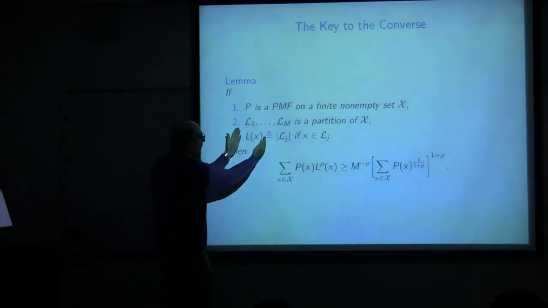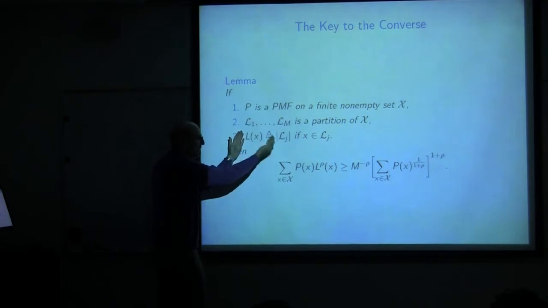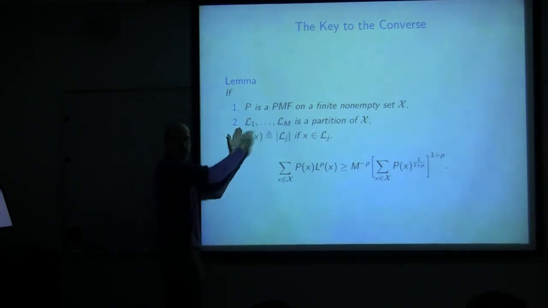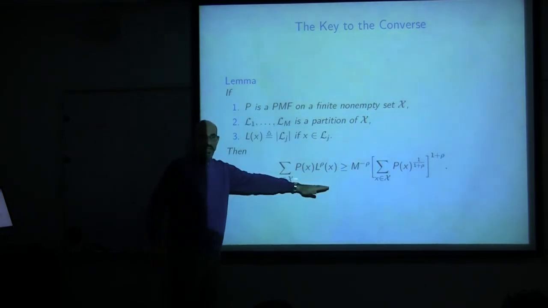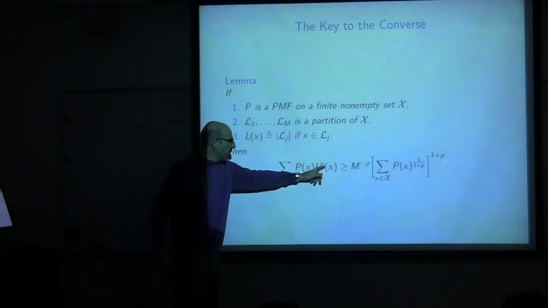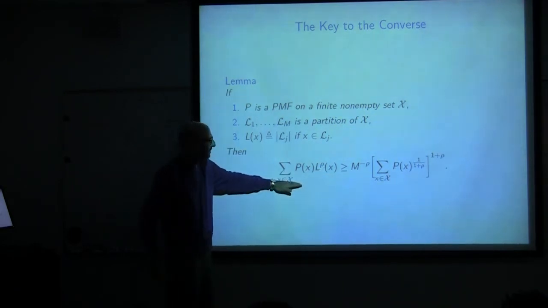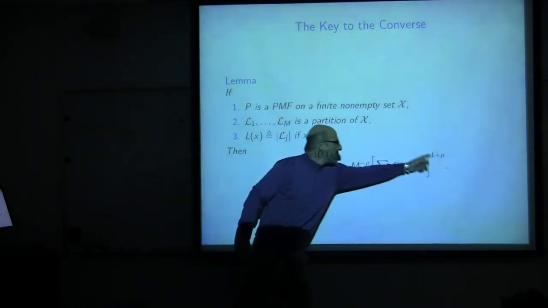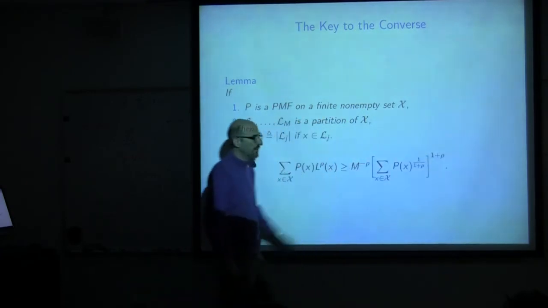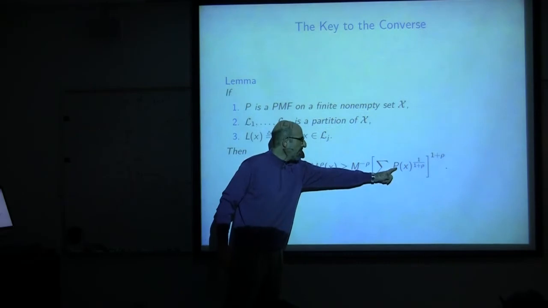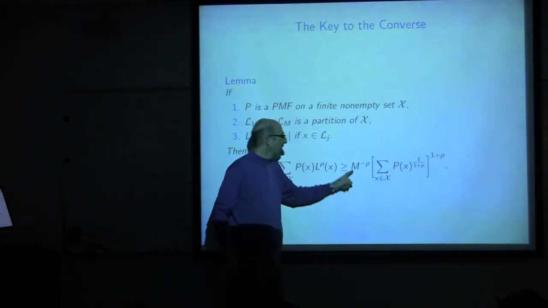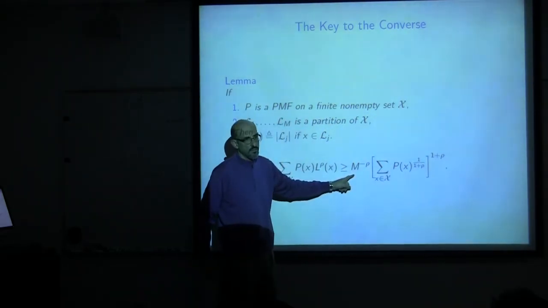And this is what we're interested in. L of x is the length of the subset that contains x. It says that if you look at the rho-th moment of that, so you take L raised to the power rho of x and average that over x, this is lower bounded by something of this nature. It has just two important things in it. It has the PMF P, of course, rho, and the number of subsets in it.